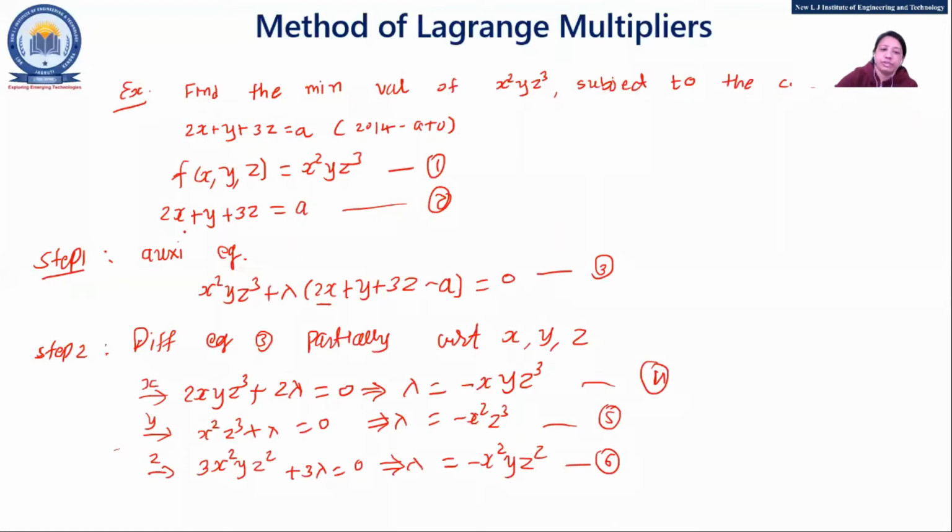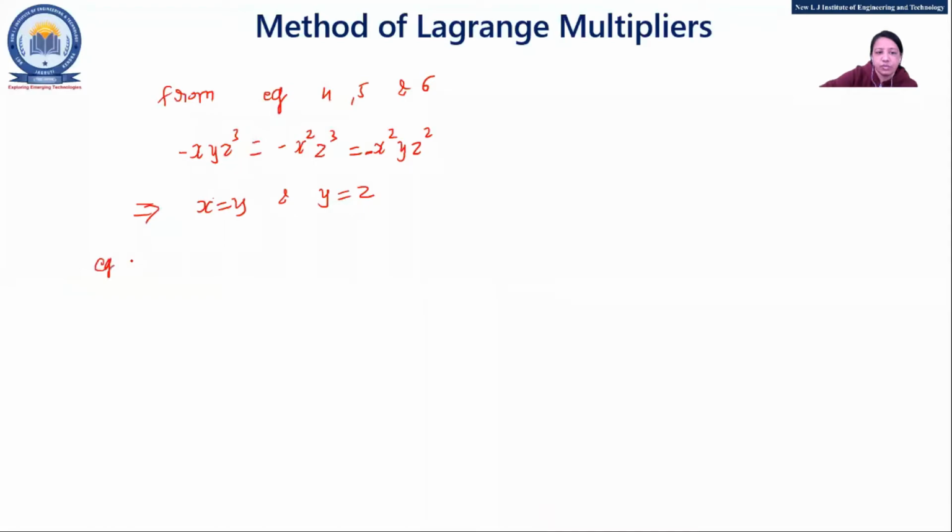So if you want to find the value, just see equation 2, that is the relation 2x plus y plus 3z equal to a. So put x equal to y equal to z. Instead of y and z, I'll put x, so all the terms will be in terms of x. Anyway you can solve it, right?